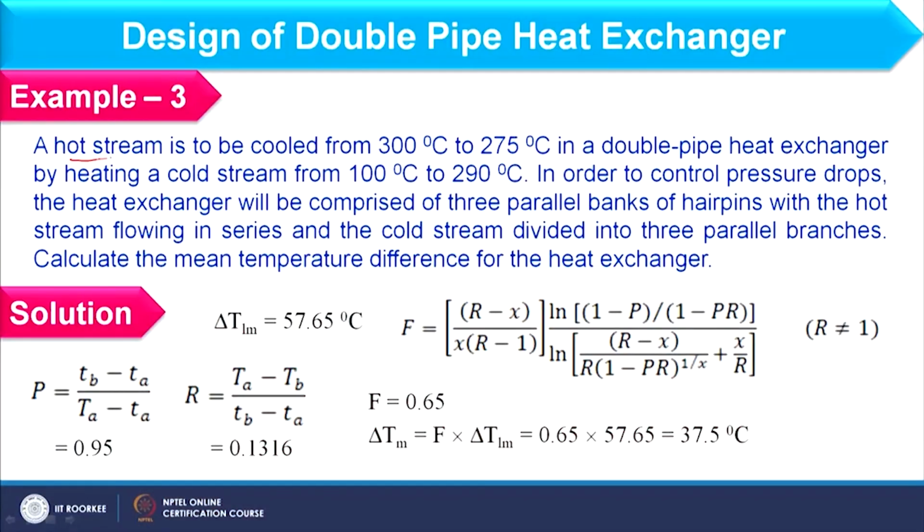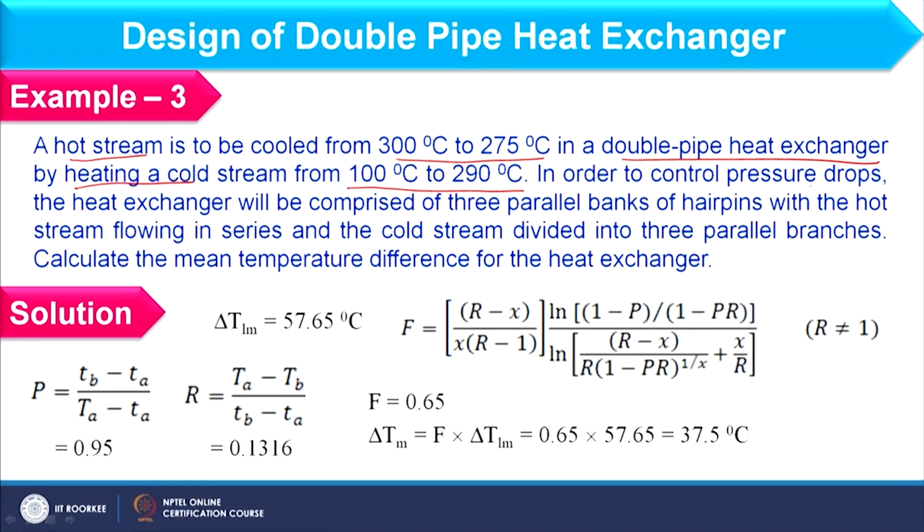So, now we will focus on example 3 for double pipe heat exchanger design, and in this example a hot stream is to be cooled from 300 to 275 degrees Celsius in a double pipe heat exchanger by heating a cold stream from 100 degrees Celsius to 290. Okay. So, you can see we have 300 and 275 and 100 and 290.